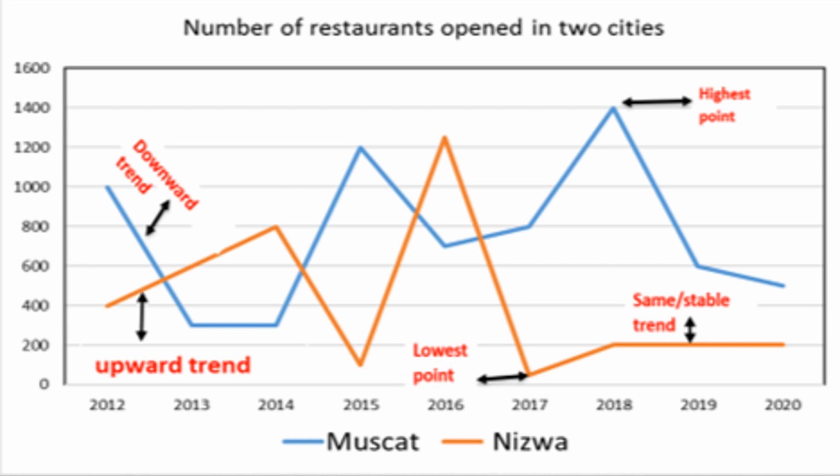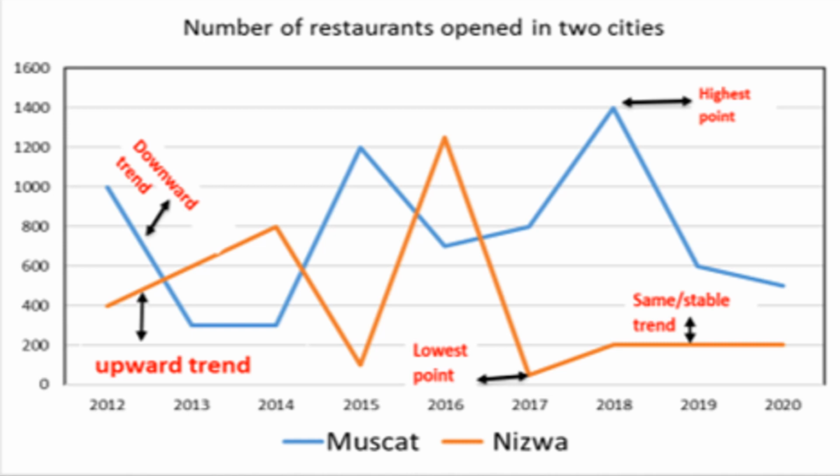Now, when you look at the Muscat line, the blue line, you see it reached 1400, which is the highest point here. It never reached 1400 before. So when a line reaches the highest point, you say reached a peak, or peaked at, or reached the highest point. And look at 2017, the line for Nizwa, it reached the lowest point. So at this point, you can say bottomed out, or reached the lowest point.